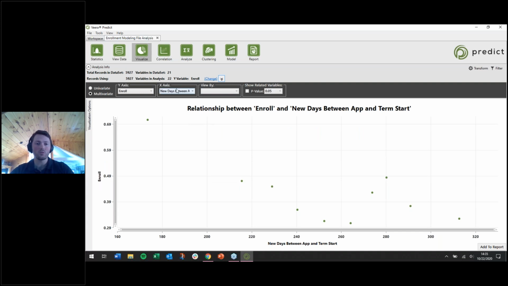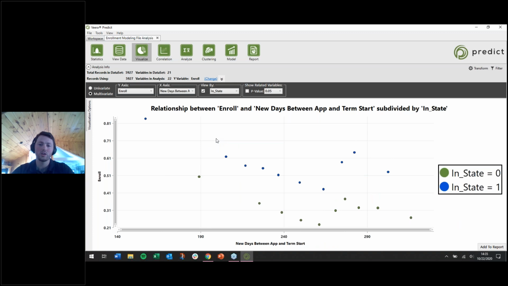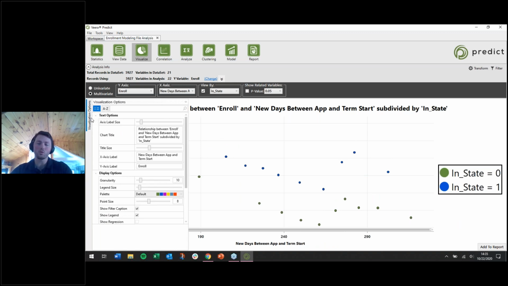So now this is a feature I don't believe I mentioned last week. I can view by. And if I do go ahead and view by, the question is, should we build a model for in-state or out-of-state students? So if I view this relationship for each of those groups, I can click here, in-state. And this, whether or not everyone sees it at first, conveys a lot of information.